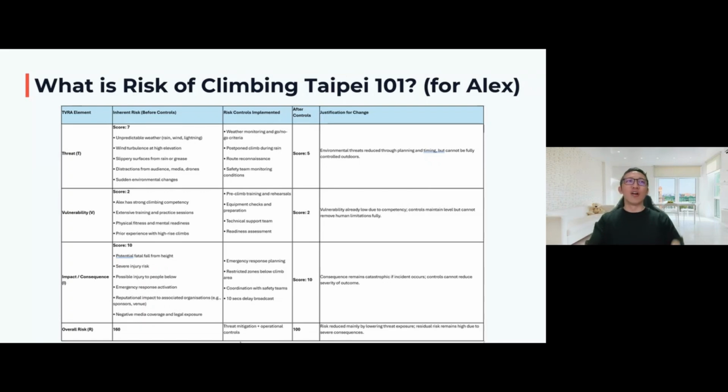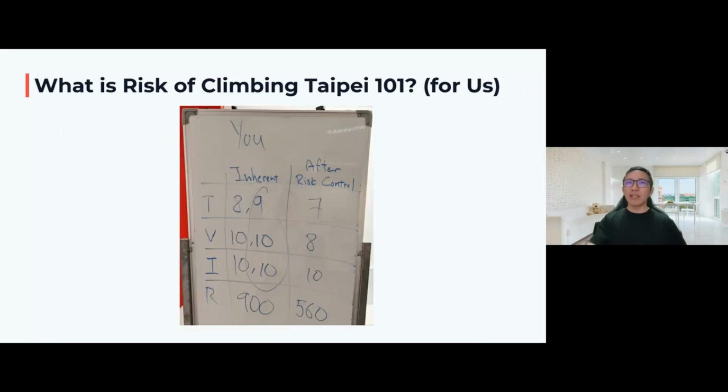So let's say we keep it at 10. Now you look at the score from 160, and now you reduce it down to 100. From the point of view of Alex, he did reduce the risk. Then probably yes, it's a go-ahead for him. Now let's look at another one.